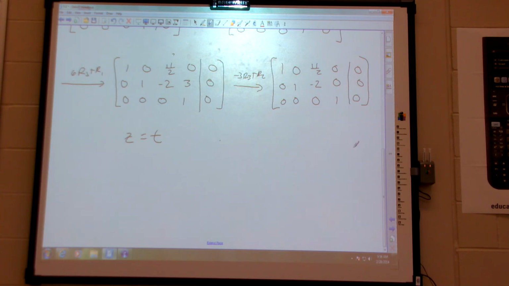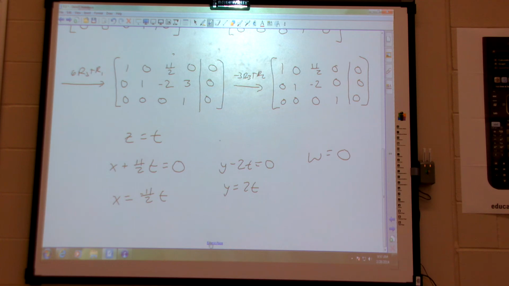Pesky Z. Okay, so the first row says x plus 11 halves t, because Z is now T, equals 0. So x is negative 11 halves t. Second row says y minus 2t equals 0. So y equals 2t. And the third row says w equals 0. W doesn't depend on t. It's just 0, no matter what.